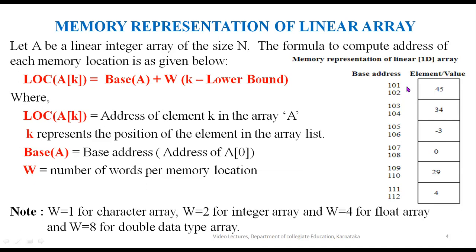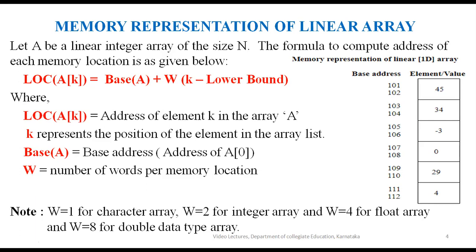So in a linear array, if we want to find the address of each memory location, we make use of the formula that is location of A of k is equal to base of A plus W of k minus the lower bound. So here k represents the position of the element in the list, and location of A of k means we are trying to find the address of the element in the position k. Now base of A is the address of A of 0, that is the address of the first byte of memory allocated for the array A.